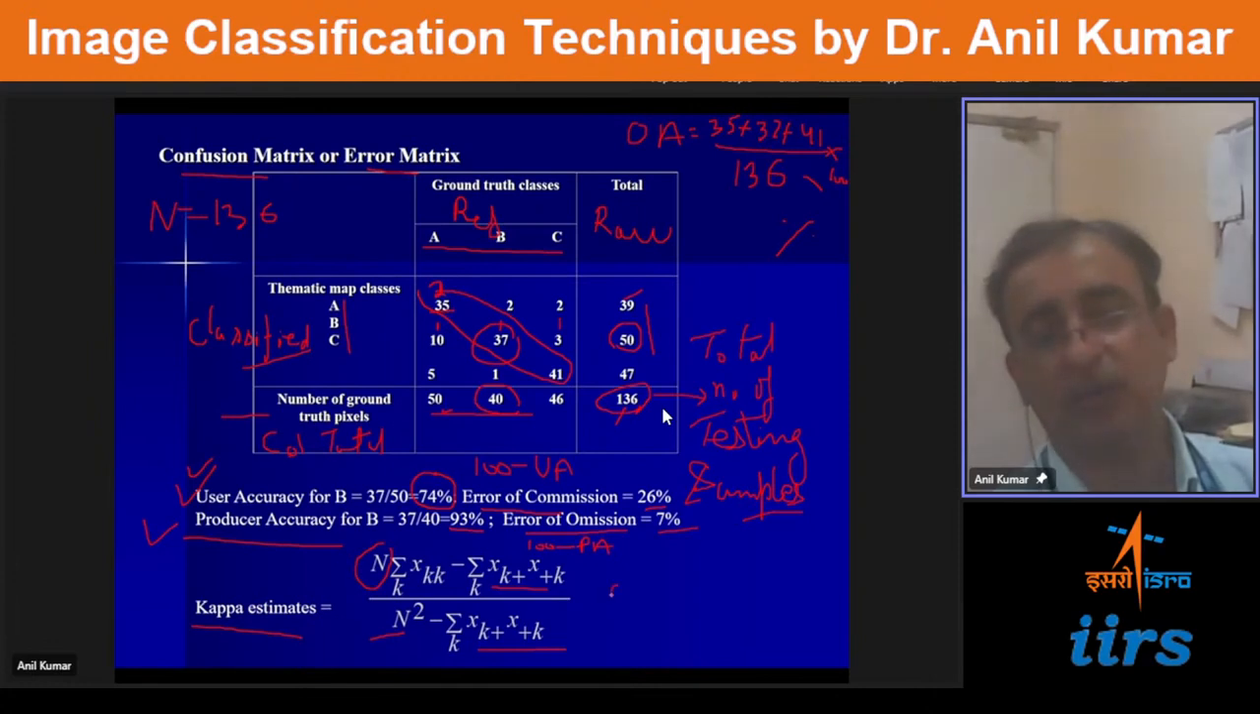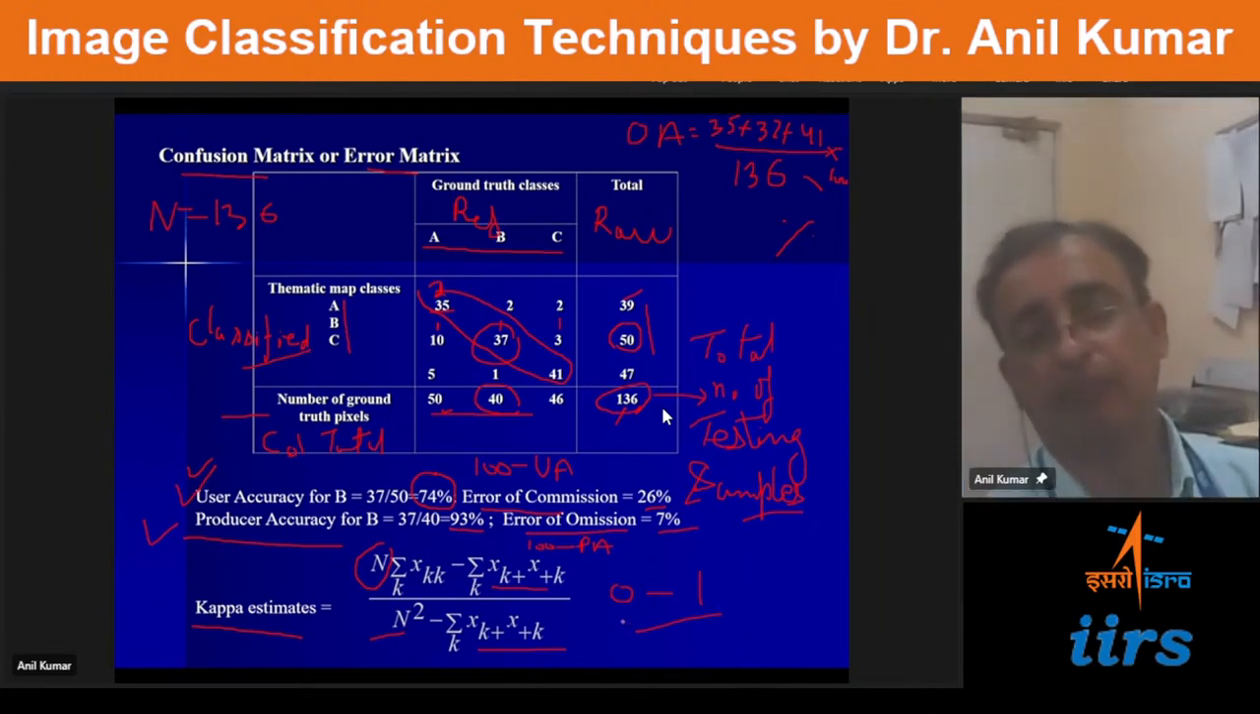This will go from 0 to 1. This is not in percentage. It will be in decimals, 0.1, 0.2, like that, 0.8, 0.9. So kappa should be tending to 1.